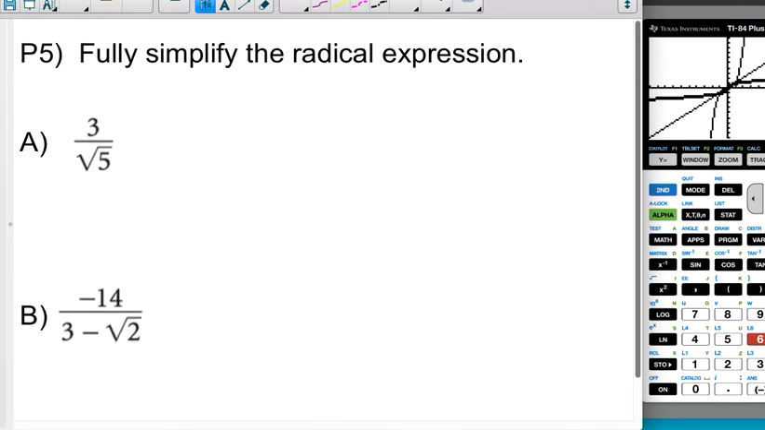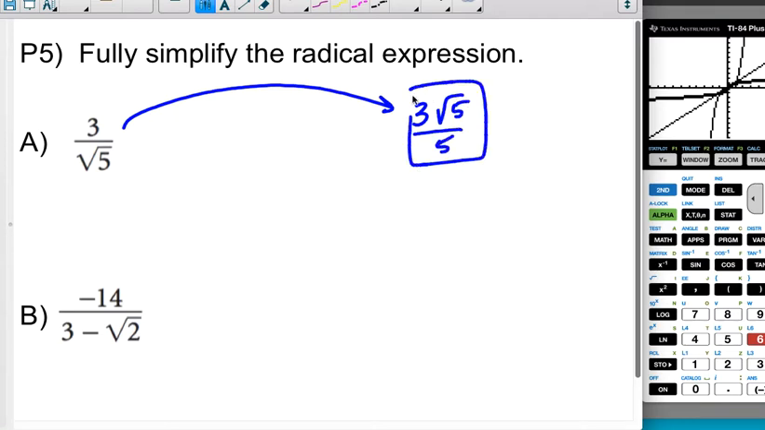All right, let's go ahead and try one. So again, if you're able to look at this, if you can jump to this being 3 root 5 over 5, nobody thinks you're cheating. If you can't, that's also okay. So I'm going to multiply by root 5 over root 5. When I do that, the top is a 3 root 5. The bottom is a root 25, which is how I get 3 root 5 all over a 5.